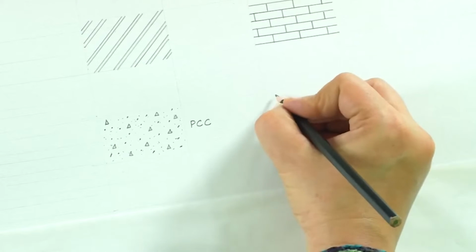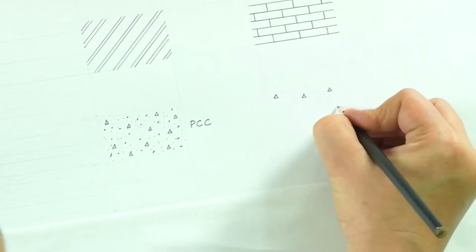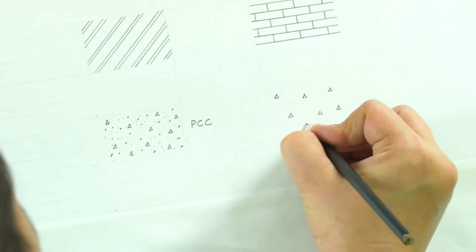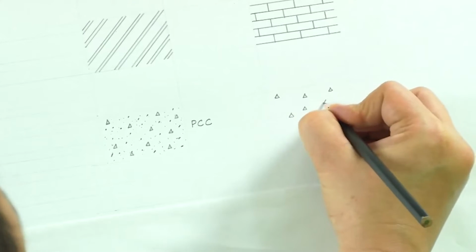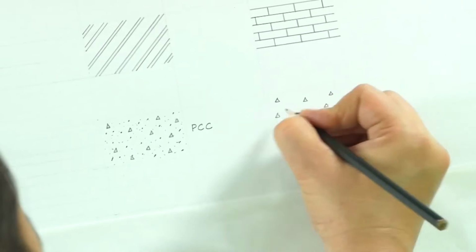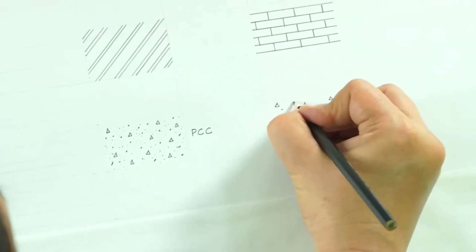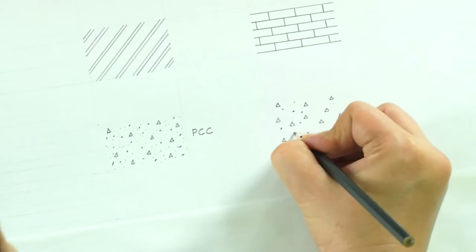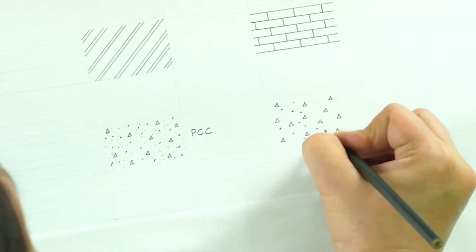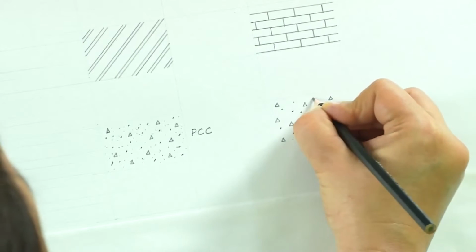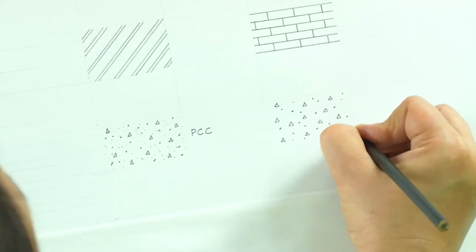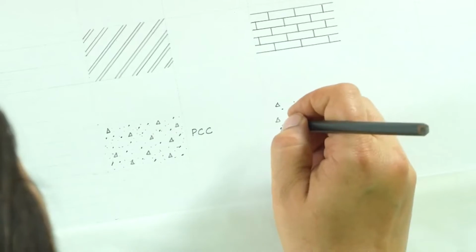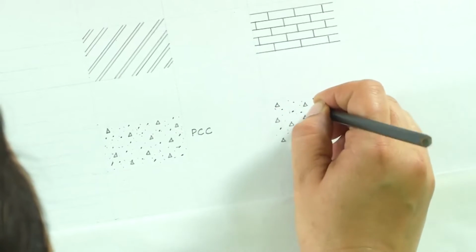We use the same representation as PCC, because what is RCC? RCC is nothing but PCC plus addition of reinforcement. So, we will make the same representation as we did for PCC. We will make those triangles, we will make those thicker dots, and then we will make those finer dots.